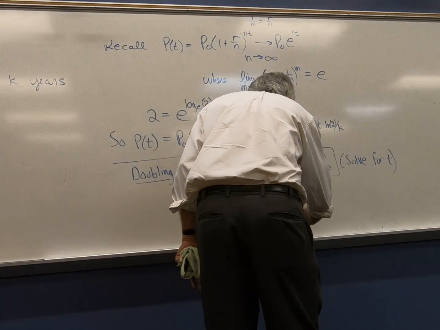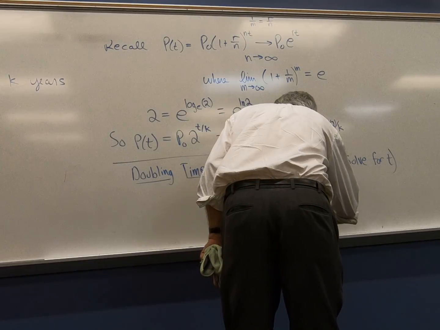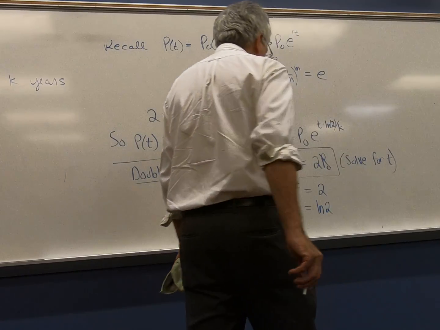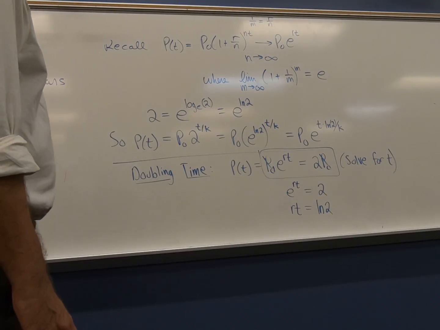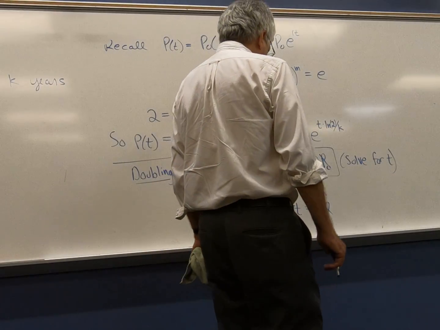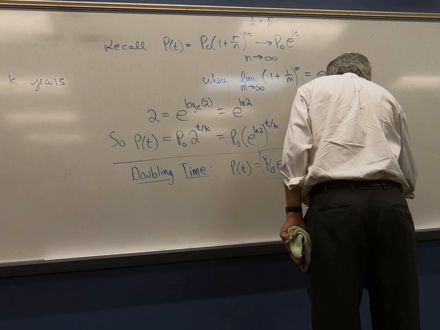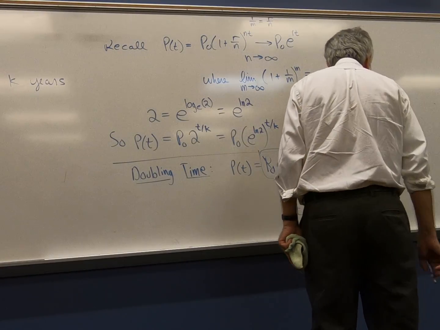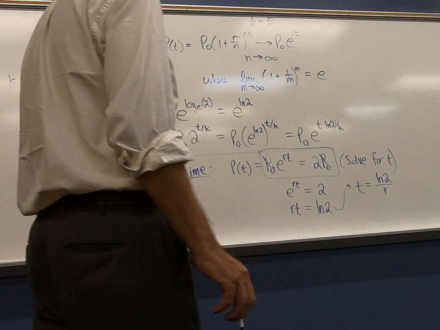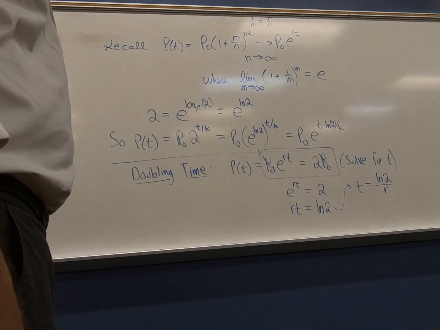Okay. So I'm going to say rt is the natural log of 2. That's an equivalent equation. It's a one-to-one function, the natural log. Or I can just say by definition of the natural log, rt is the exponent which when applied to base e gives me 2. So it's the natural log of 2. And then t, the doubling time, is equal to natural log 2 divided by r.